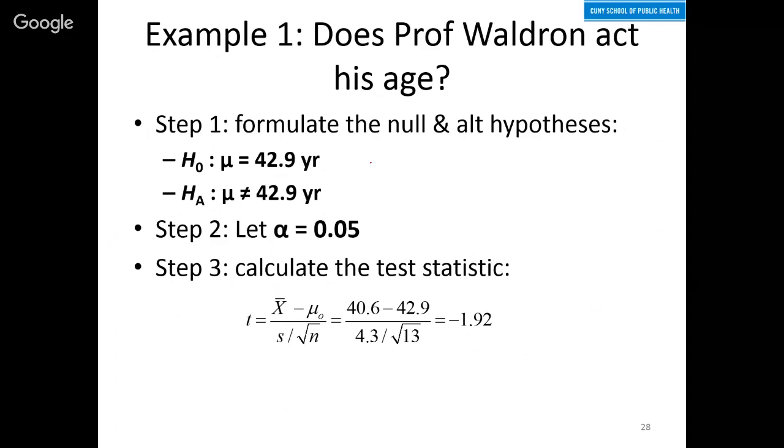Calculate this test statistic based on the sample mean. So the mean age of guessing was 40.6 years minus my actual age divided by the standard error, which is the standard deviation of 4.3 years divided by square root of the sample size 13, and that gives me a t-statistic of minus 1.92. And it really does. I did this with a calculator this afternoon.